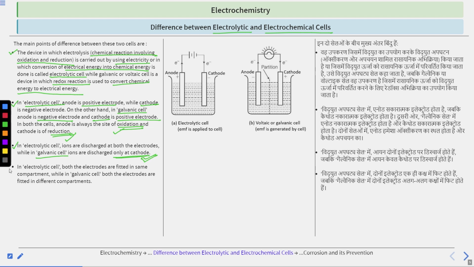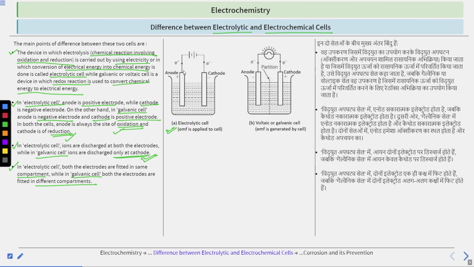In an electrolytic cell both the electrodes are fitted in the same compartment, while in a galvanic cell both the electrodes are fitted into different compartments. So this is the galvanic cell, with both electrodes in different compartments. In the electrolytic cell both electrodes are in the same compartment. You can see the diagram also. Here it is the electrolytic cell, and the EMF is applied to the cell.